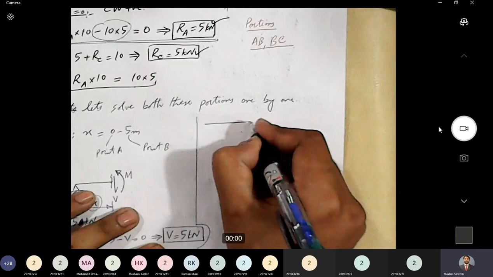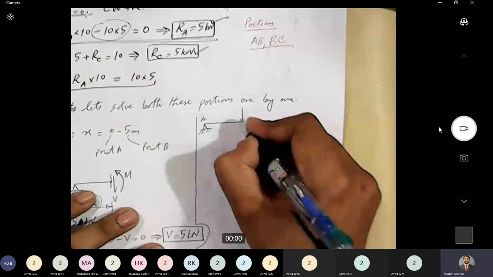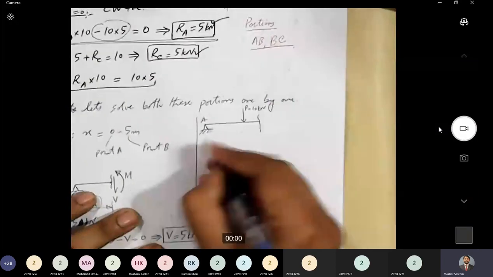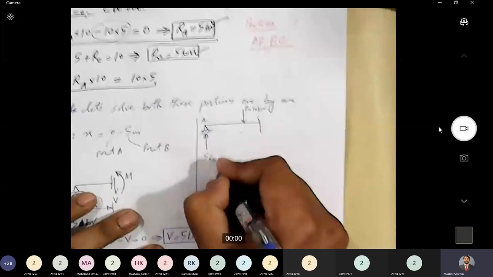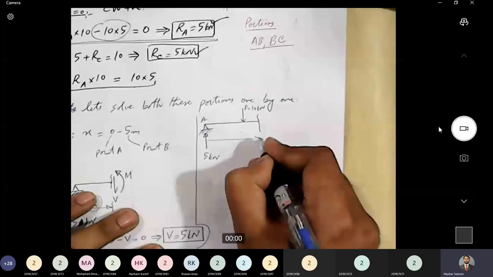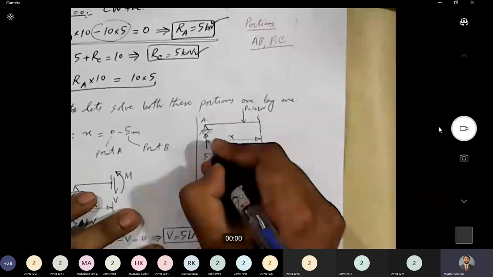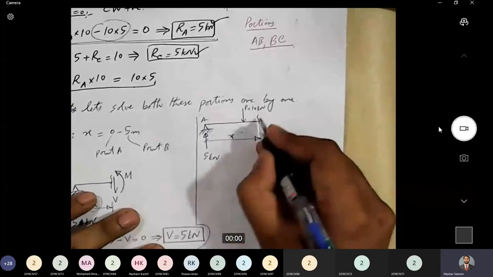Support A. We have this load of 10 kilonewton here, and this is our section, 5 kilonewton. This is X. As I said earlier, we will always be marking X from the left support, and X will be up to the location of the section.